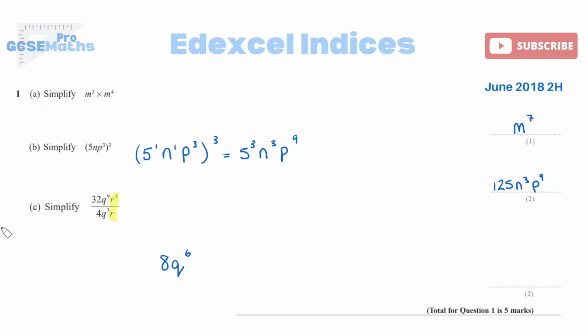And then if we do the same for the r, this is also a bit of a trick question because r at the bottom is not to the power of 0, is it? Just because you can't see the power doesn't mean it isn't there. It's just effectively 1. So 4 minus 1 is 3. So our answer is 8, q to the 6, r cubed. So in the case of part B and part C, just work through it term by term, piece by piece.